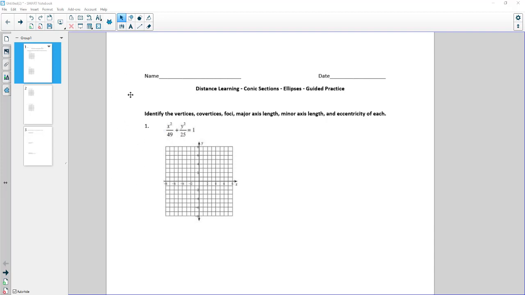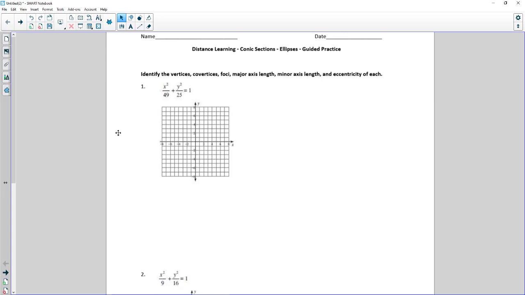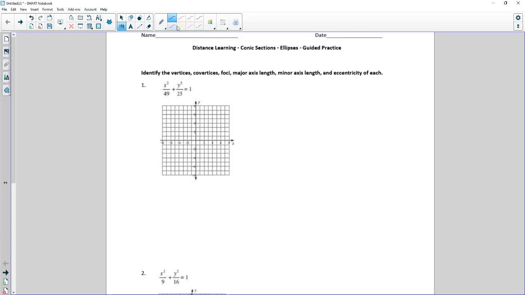How's it going, guys? I'm going to go ahead and work out some more guided practice on ellipses. We're going to see a couple things here, maybe clear up any misconceptions you might have. But let's do this. We're just going to graph these and identify the vertices, co-vertices, the foci, the major axis length and the minor axis length. And this other thing I'm adding here is an afterthought, eccentricity. So we're going to go over all of these and get a look at how that works.